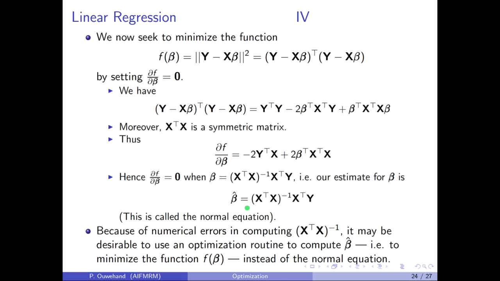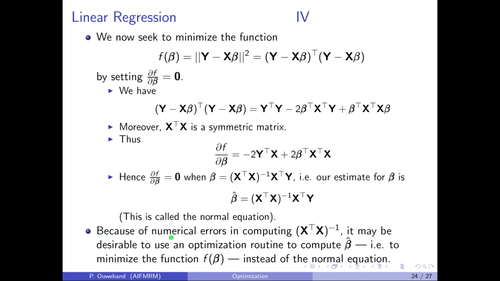Beta hat is equal to x transpose times x inverse multiplied by x transpose times y. Here remember that x is just a matrix of all the x values, and y is the vector of all the y values. This equation is called the normal equation for beta.